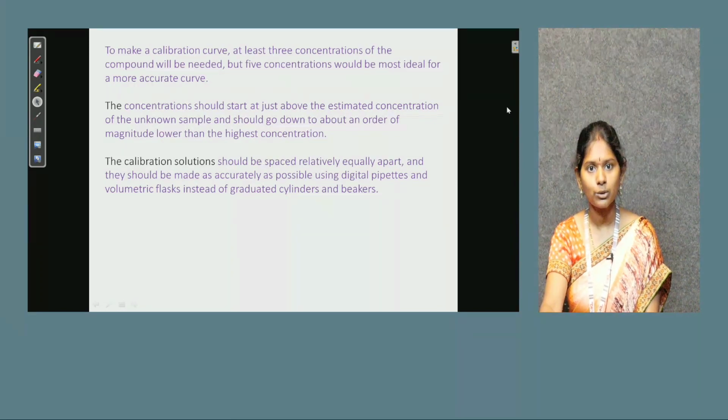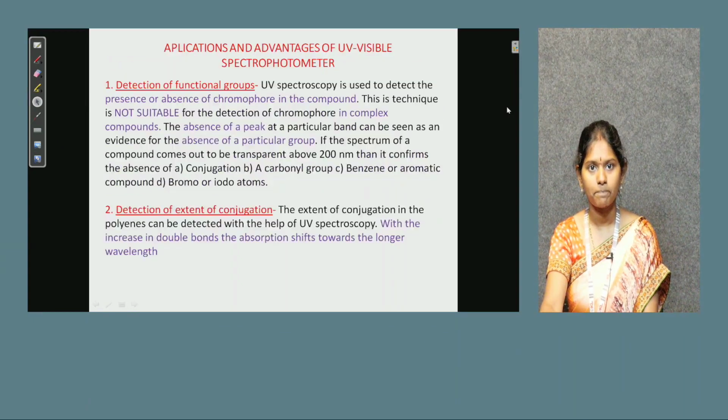The concentrations should start just above the estimated concentration of the unknown sample and should go down to about an order of magnitude lower than the highest concentration. The calibration standards should be spaced relatively equally apart, and they should be made as accurately as possible using digital pipettes and volumetric flasks instead of graduated cylinders and beakers.